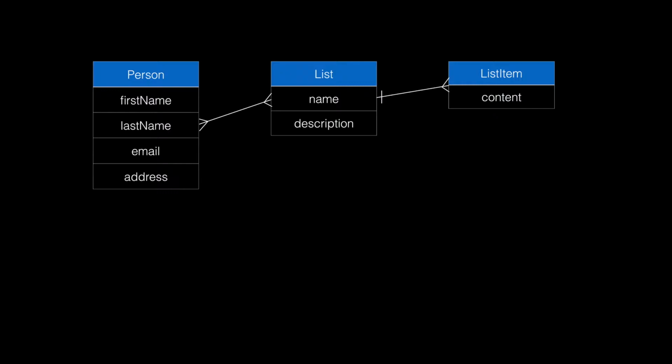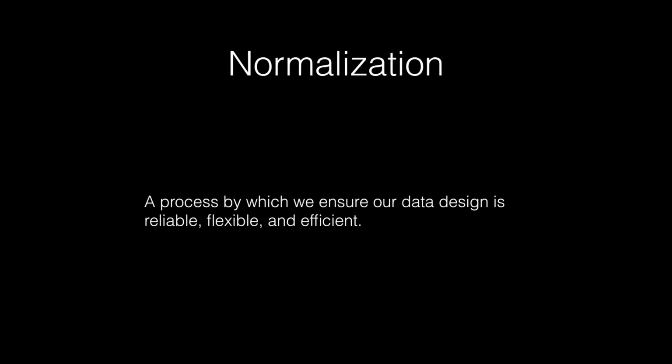On the other hand, a list can contain many items, but each item can only be a part of one list. So one to many in that situation. And we have not depicted a one-to-one here, but we will see later on where a one-to-one could be helpful. So that is the 3 cardinal relationships. Now, let's talk about how to optimize our data design here using the process of normalization.